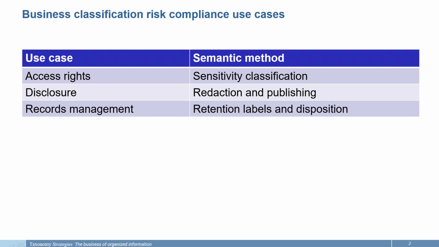The first use case relates to access rights. It's about complying with access policies by classifying documents so that appropriate access rights are provided and enforced. The second use case is related to disclosure and complying with public disclosure policy so that approved versions of specified documents are made public and others are not. And the third use case is related to records management compliance for retention and disposition of documents.